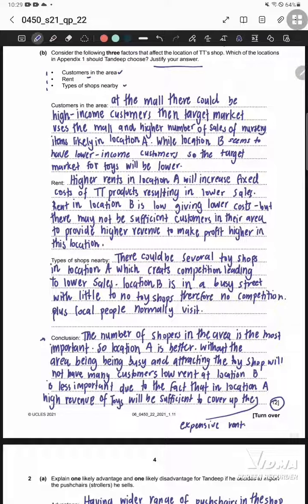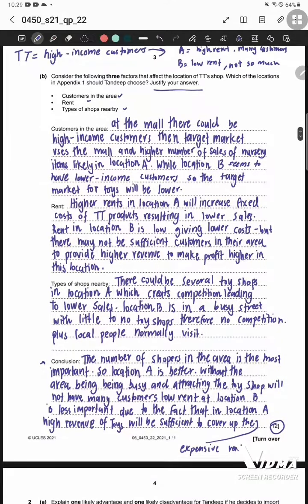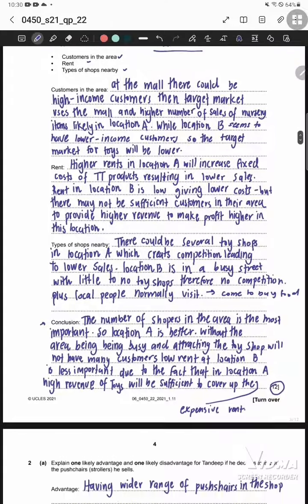Okay, we'll go to types of shops nearby. As you can see, location A is a mall, so they're probably going to have competition. There could be several toy shops in location A, which creates competition leading to lower sales if TT couldn't really compete with the other competitors. In a busy street with little to no toy shops, there is therefore no competition in location B. However, in location B, people aren't really interested, I would say. As it's mentioned, they come to buy food. So make sure to justify that.